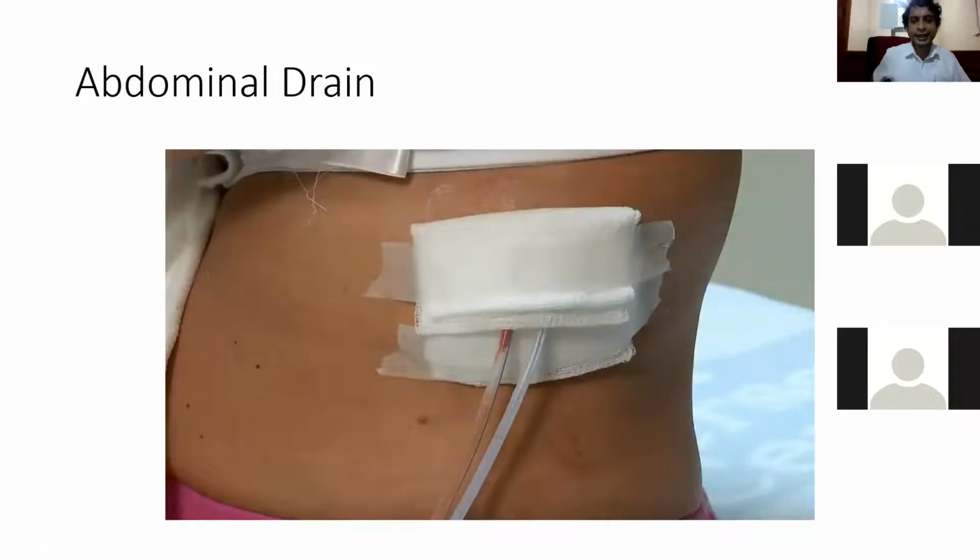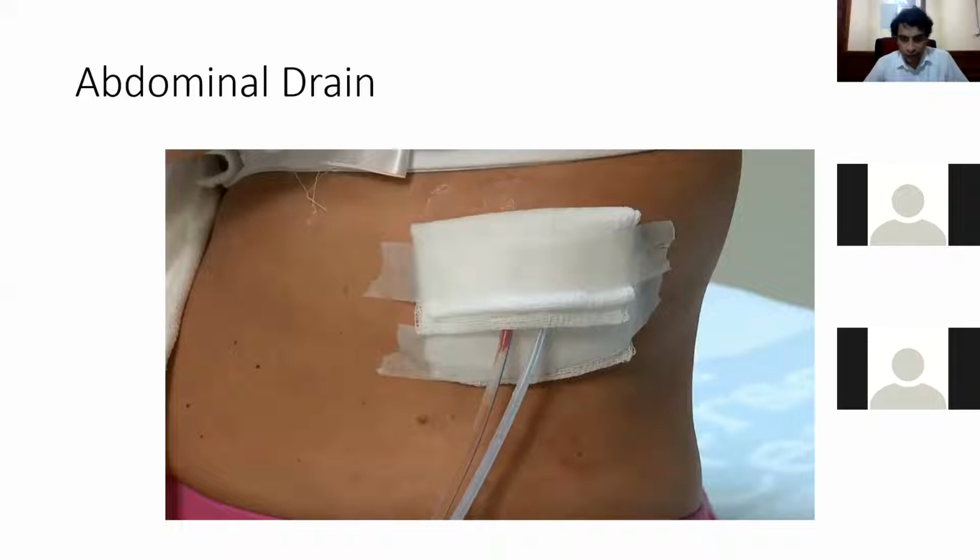Right. So this is again a drain that has been inserted into the abdominal cavity. It's going into the peritoneum. So whatever is there in the peritoneal cavity, maybe it's pus, maybe it's blood, will drain out. We tend to not put suction drains into the peritoneal cavity.